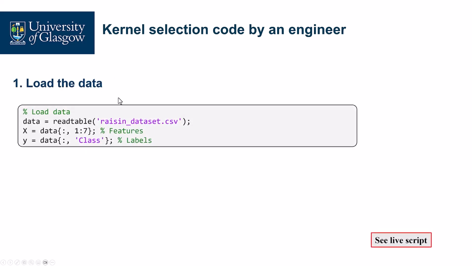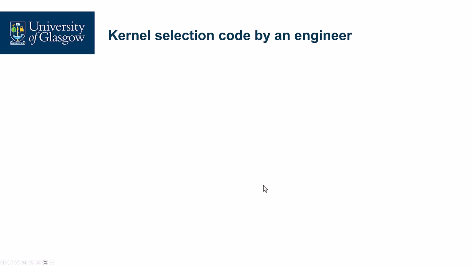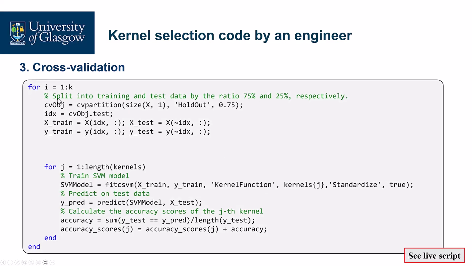First, we load the data as before. Then we select candidate kernels. He wants to compare the polynomial, the RBF, and the Gaussian. Then he thinks that he wants to use cross-validation, right, to make a better estimation of each of the kernels. So he wants to run it 20 times to see how the cross-validation goes. His code is like this. For cross-validation, he repeats the following thing 20 times and we get the average, right?